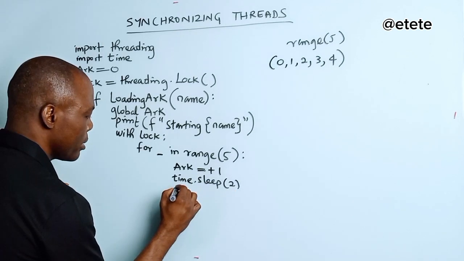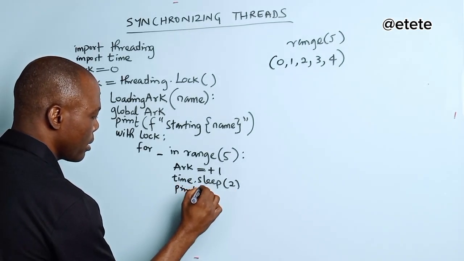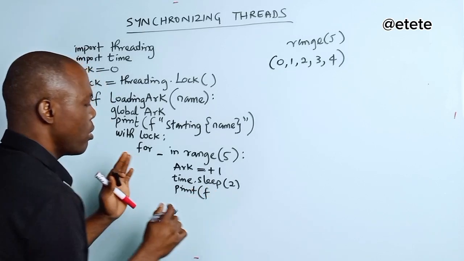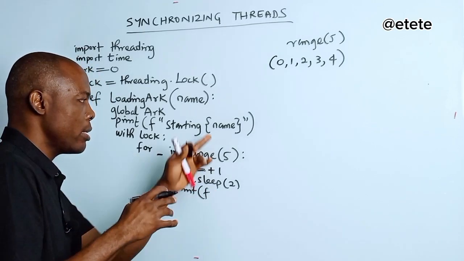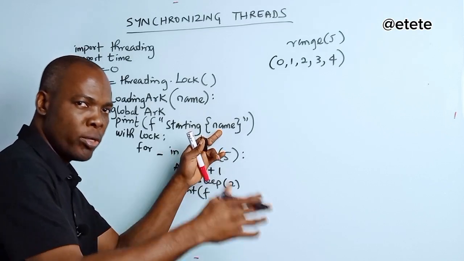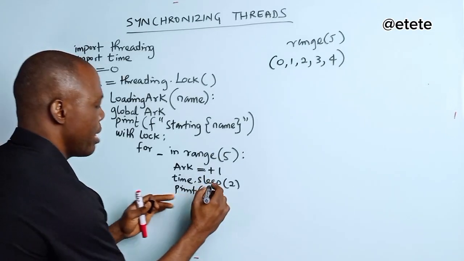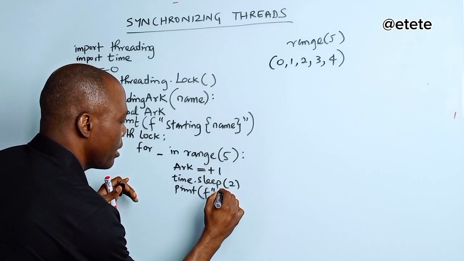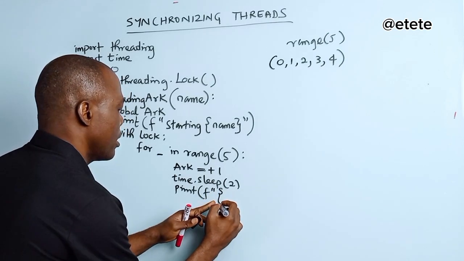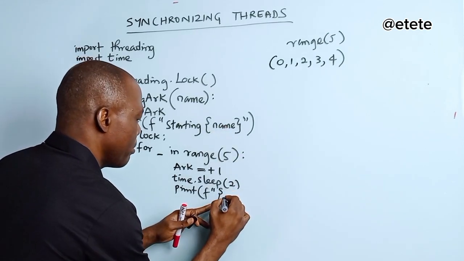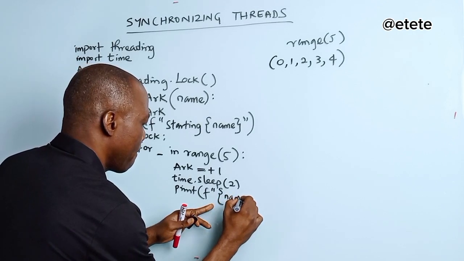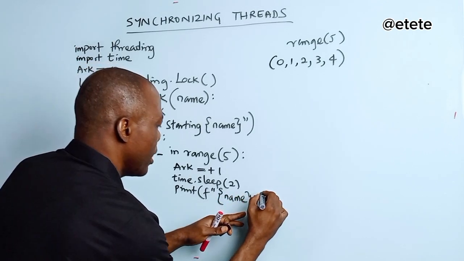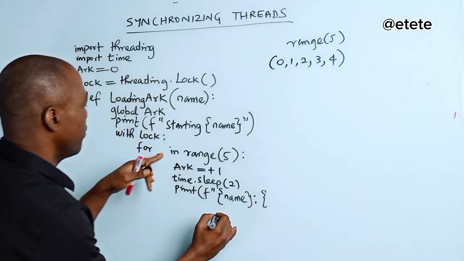Then I'll say print. I'll call my format string. What I want to print out is that this person has loaded this animal. So I am going to do this. Then I will say this, which is the name. I will close this. Then I will do this for the ark.